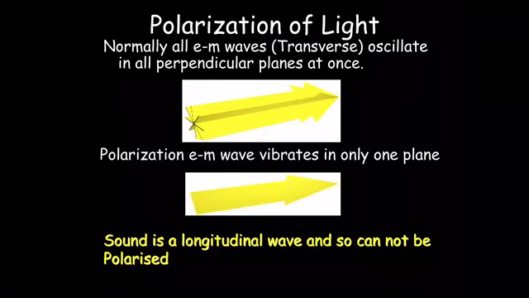Sound, being a longitudinal wave, cannot be polarized. It doesn't travel in the same way. It cannot be polarized. So what's the difference between a transverse and a longitudinal wave? The transverse wave can be polarized and the longitudinal wave cannot be polarized. And that's an easier way to distinguish between the two waves.